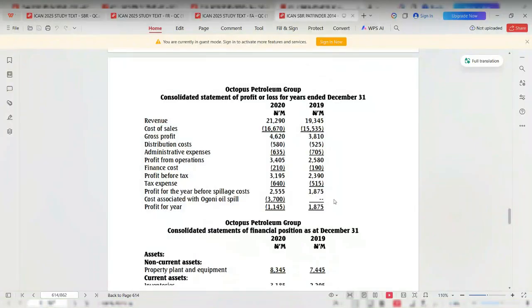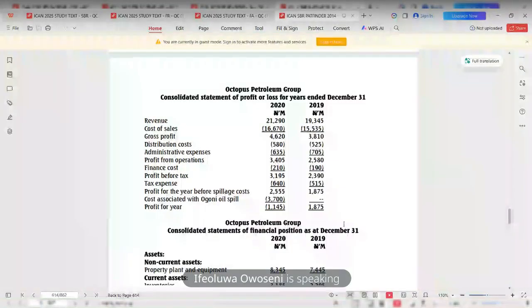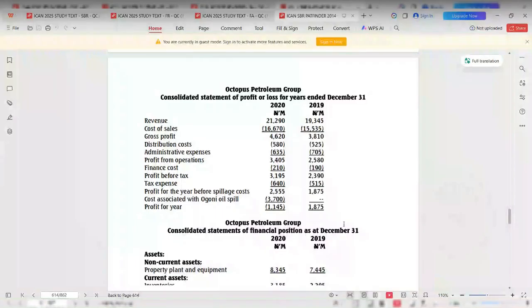Our profit before tax. Yes. It's before tax for 2020 is 3,195,000. And for 2019 is 2,390,000. All right. Thank you.